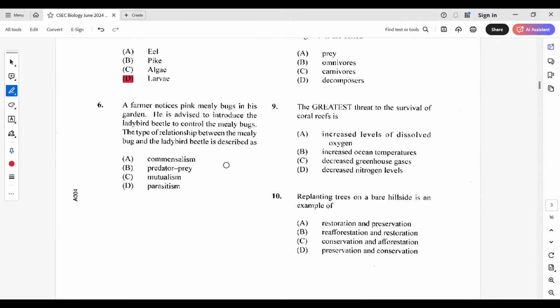Question 6, a farmer notices pink mealybugs in his garden. He is advised to introduce the ladybird beetle to control the mealybugs. The type of relationship between the mealybug and the ladybird beetle is described as predator and prey. One is feeding on the other to control its population.